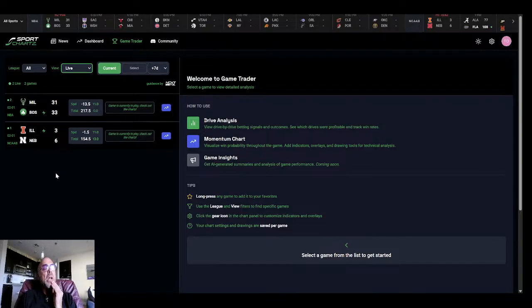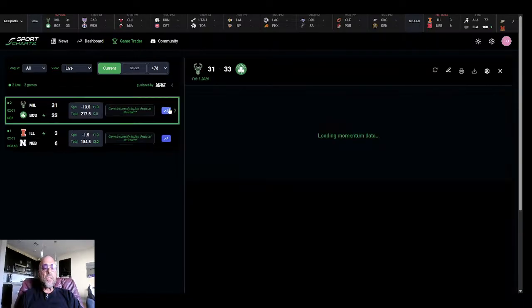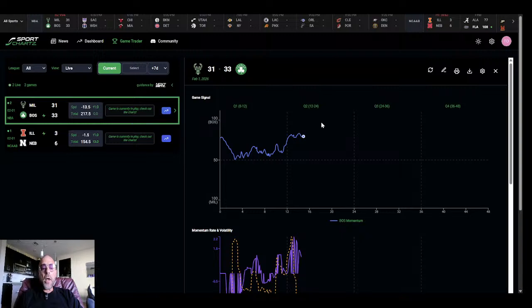Here we go. So we have two live games going on right now. Milwaukee and Boston, you could see an NBA game, and we just started the Nebraska and Illinois game, which should be a good one. So let's just catch up a little bit on this Boston game. There's a big rally. I took Boston minus 8.5 down here. So, still got some work to do.